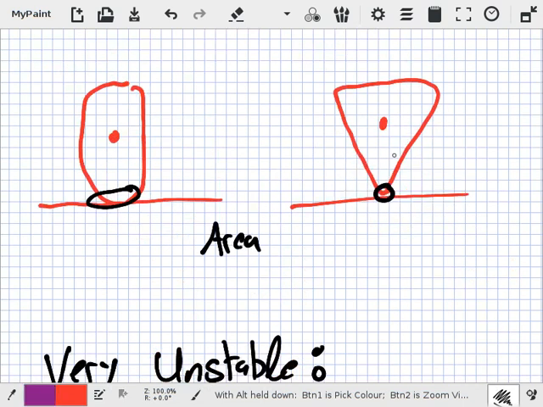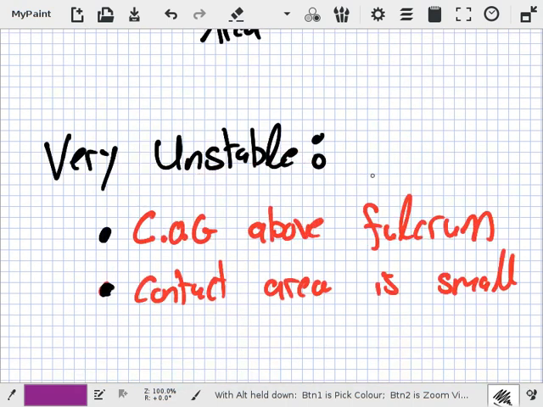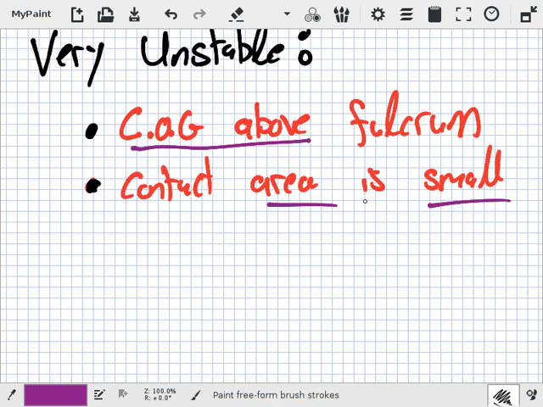Can you look up for a sec? This here is the fulcrum, and this here is the center of gravity. You can see that it's higher than the fulcrum. And also the area is small. So you have these two things. The COG is above the fulcrum and the area is small. That's what's very unstable. If you can make note of this.